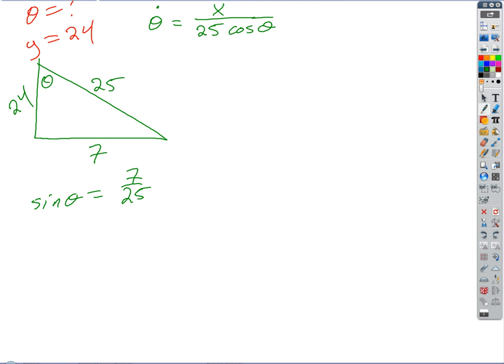How do I unlock that theta? Arc sine, or is that what you guys call it? You call it inverse sine or arc sine? Same thing. Is that sine to the negative 1? Yep. So then theta would equal the inverse sine of 7 over 25, right? And that's just a number, a calculator number. So that's one way I could do this.